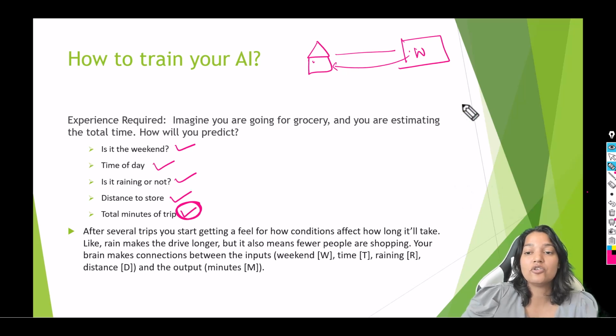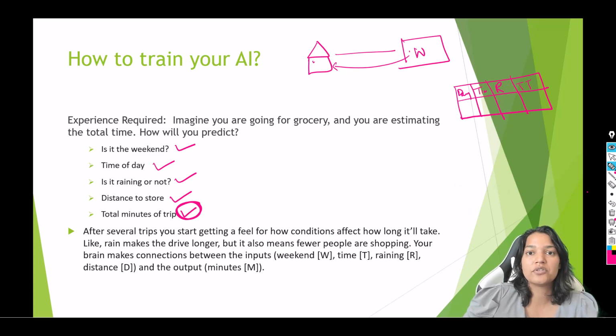Now let's say you started with an Excel sheet. You created an Excel sheet, and in that Excel sheet you decided what day it is, whether it's a Monday, Tuesday, Wednesday, Thursday, or a weekend, then what time of the day it is, whether it is raining or not, and then based on these factors you are calculating the total time. This is what you are doing.